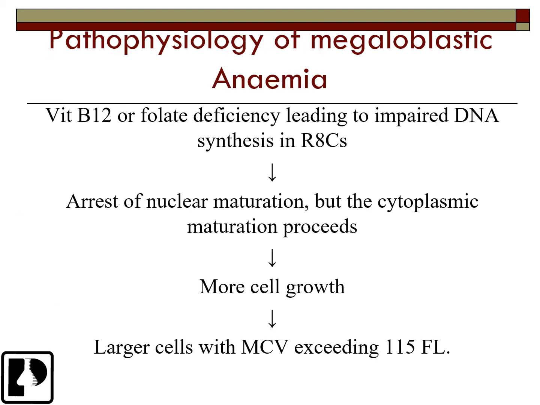What occurs in megaloblastic anemia? What is the pathophysiology? Vitamin B12 or folic acid deficiency leads to impaired DNA synthesis in RBCs, with arrest of nuclear maturation, but cytoplasmic maturation proceeds. The size of the cells increases as the cytoplasm grows, but nuclear maturation is arrested, making the cell enlarged inside. The more the cells grow, the larger they become, with an MCV exceeding 150 femtoliters.